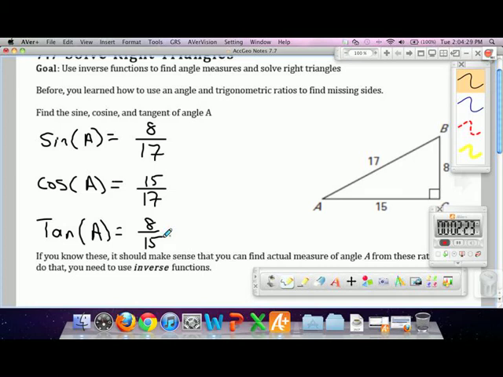Shouldn't it make sense that we should be able to find it? If we have these 3 nice relationships, no matter what the angle is, we have these ratios of side lengths, it should make sense that you should be able to go backwards. If you know the ratio, then we should be able to figure out what angle is being formed here in this right triangle. At least I hope it makes sense. But it should be a possibility. Okay? And today we're actually going to figure out how to do that. And it's called using inverse functions.